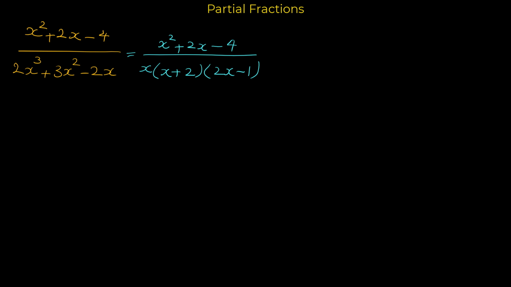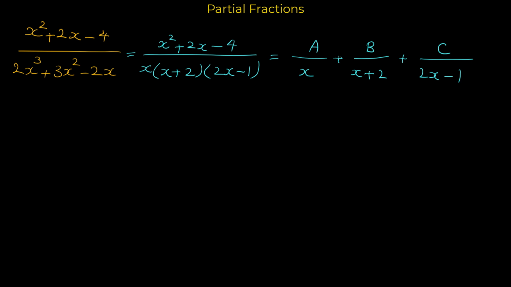Now that we have factored the denominator, we can write the partial fraction decomposition. Because in the denominator we have 3 factors, in the partial fraction decomposition we have 3 fractions. In the first fraction, the denominator is x, then we have x + 2 and 2x - 1. And in the numerator we put the unknowns A, B, C, the coefficients that we have to find. Now we have to start finding A, B, C.